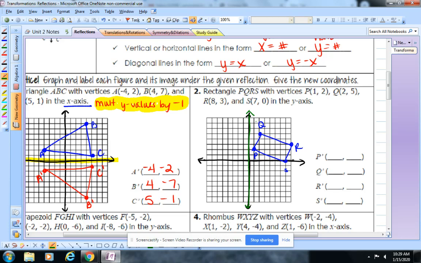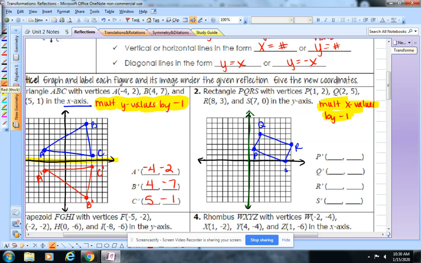What do you think is the shortcut for reflecting in the y? Right. You multiply your x's by -1. So your y's are going to stay the same if you're reflecting in the y-axis. And then you're going to multiply your x's by -1.